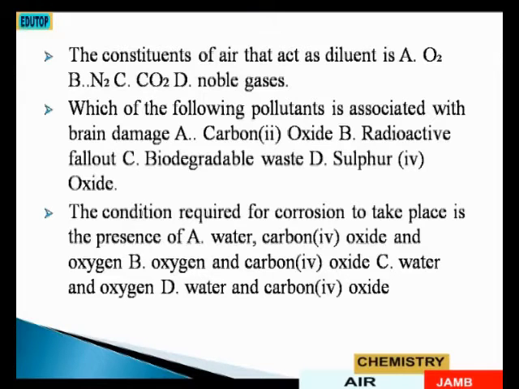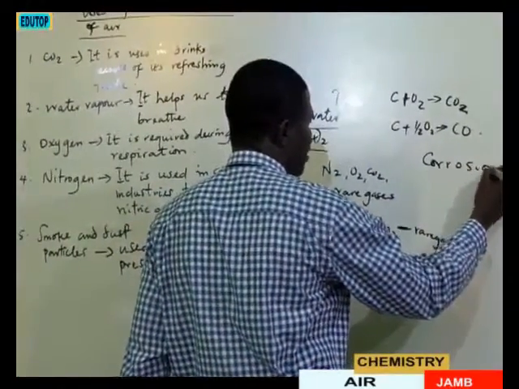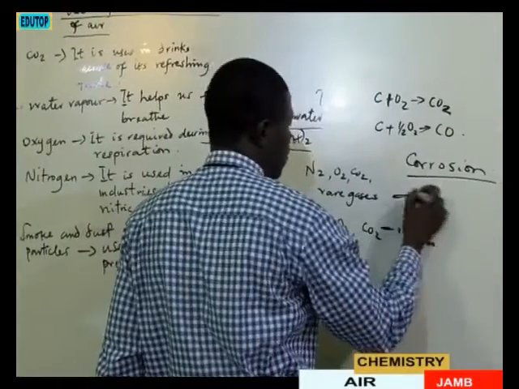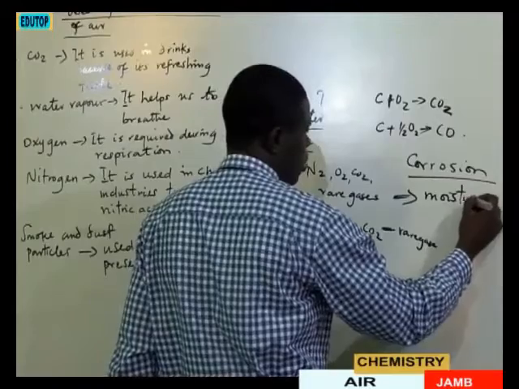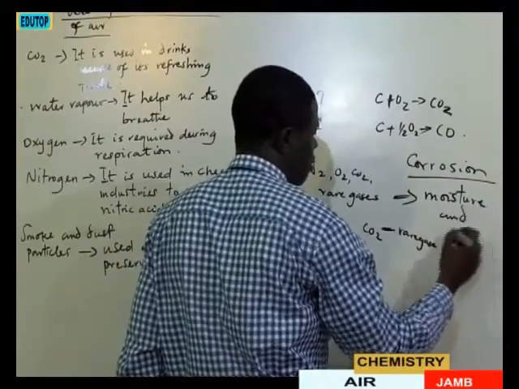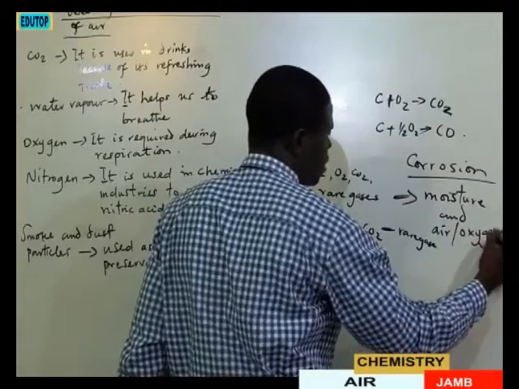Question 5. The condition required for corrosion to take place is in the presence of, we know that corrosion, what brings about corrosion is as a result of what? Moisture, and corrosion is brought about by what? Moisture and air or oxygen. Take note of that. That's what brings about corrosion.